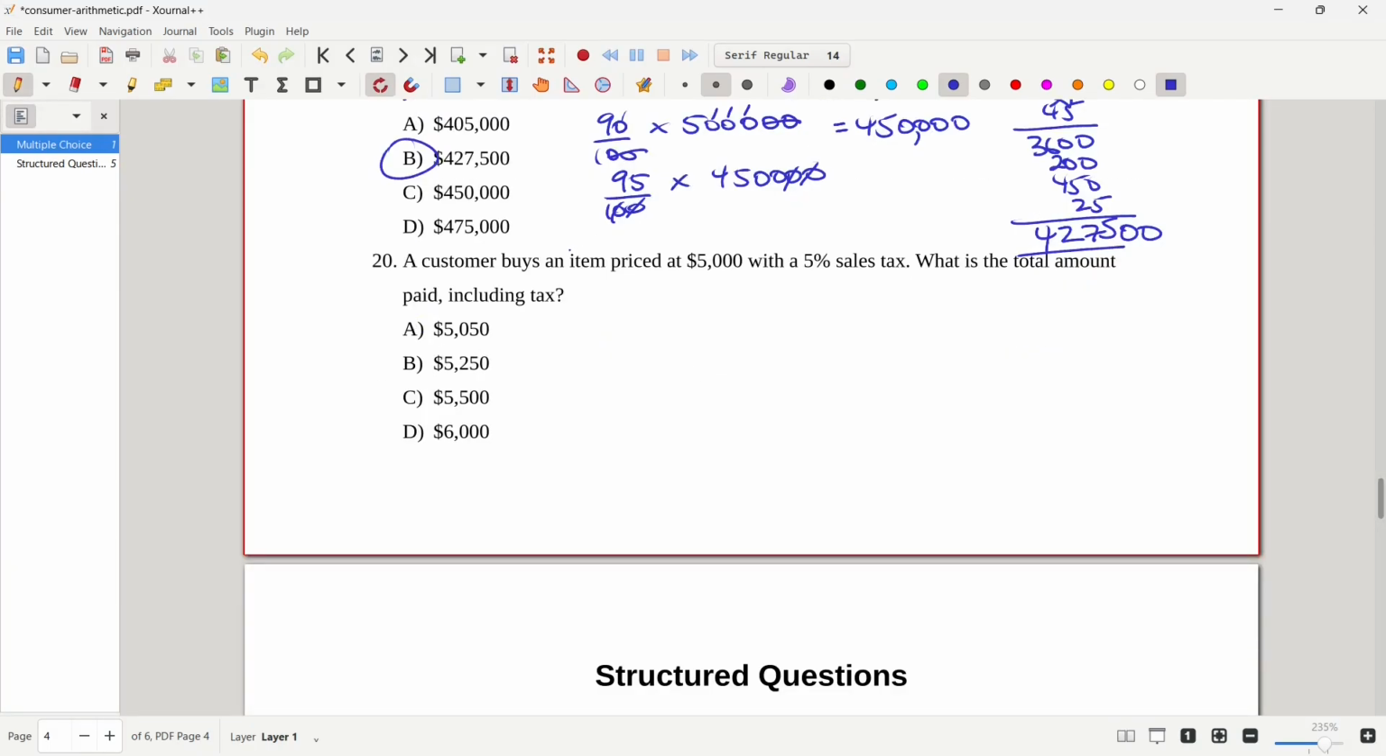Let's do the last multiple choice question. A customer buys an item priced at 5,000 with a 5% sales tax. What is the total amount paid, including tax? Okay, so the first thing we have to do is add that sales tax onto the original price. So we're gaining 5% on the original value, so that's 105% of the original value.